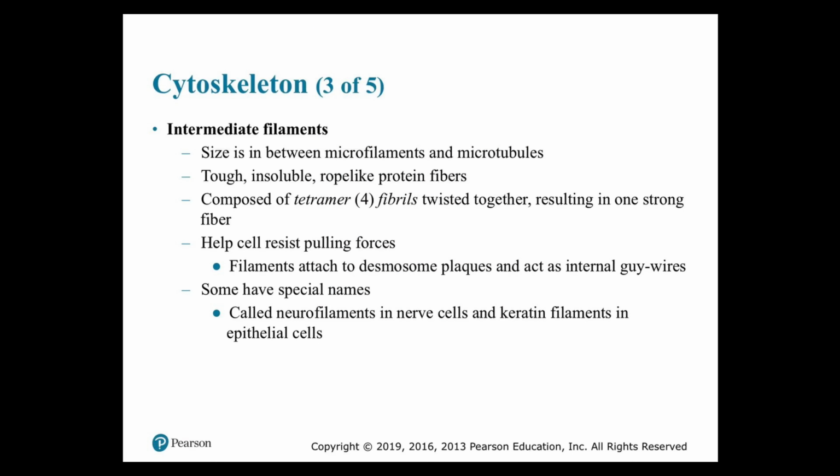The intermediate filaments are, as the name suggests, the size is in between microfilaments and microtubules. They're tough, insoluble, rope-like protein fibers. They're composed of tetramer fibrils twisted together, resulting in one strong fiber. They help the cell resist pulling forces. So filaments will attach to desmosome plaques and act as internal guy wires. Some have special names. They're called neurofilaments in nerve cells. This is something we'll see next semester. And keratin filaments in epithelial cells, which we saw in the lab this week.